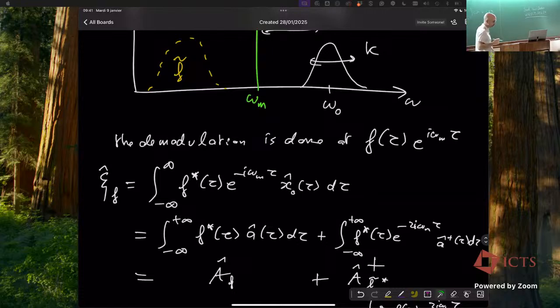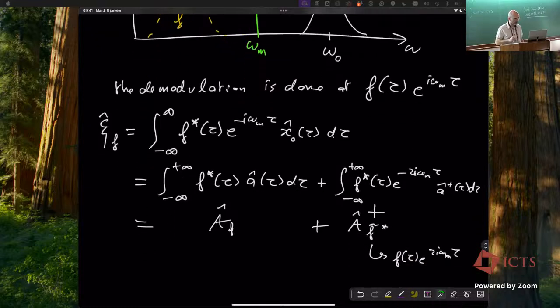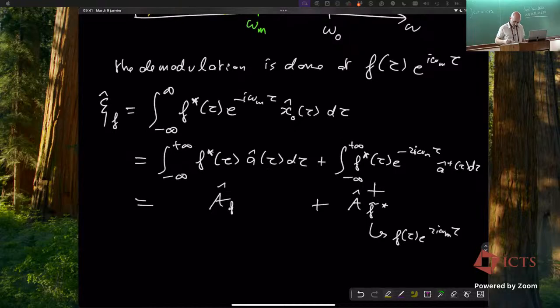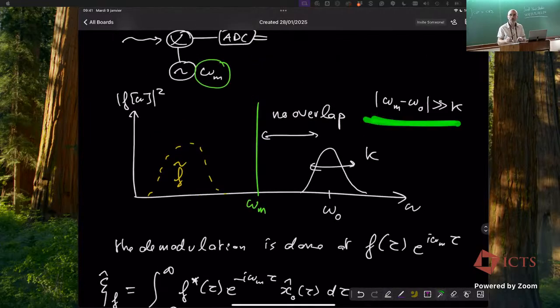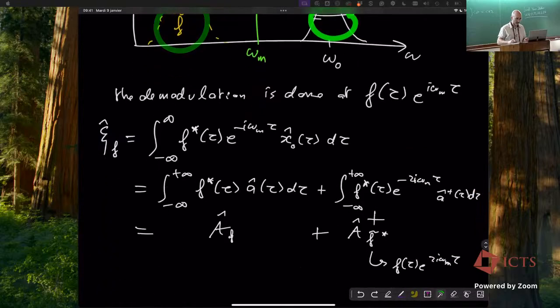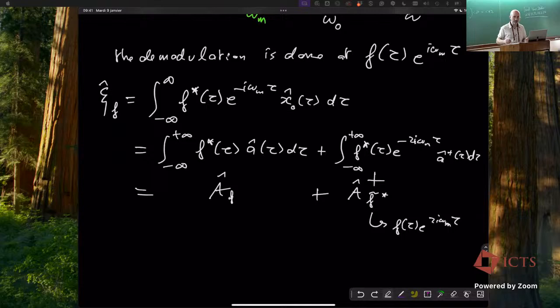Okay? So this is the heterodyne detection. Under the assumption, as for the homodyne detector, that the frequency extent kappa is much smaller than the distance omega m minus omega naught, you see that there is no overlap between f tilde and f. So these modes are distinct. We can actually consider a hybrid measurement between homodyne and heterodyne, where there is some overlap, but I will not cover this case.